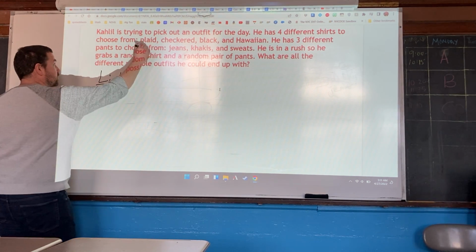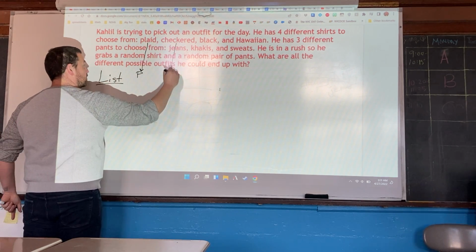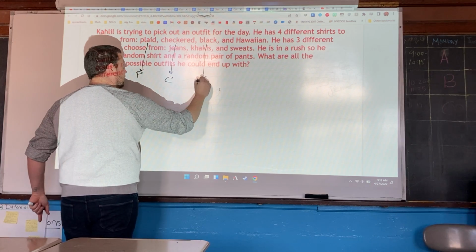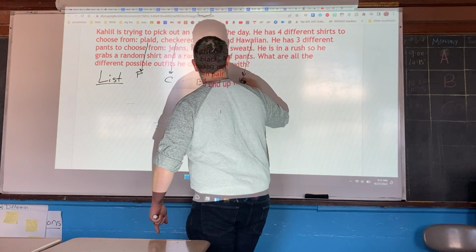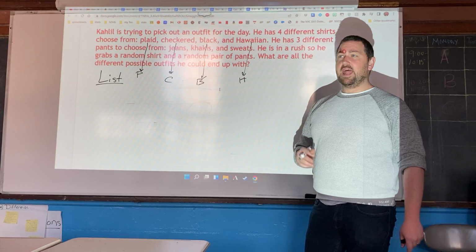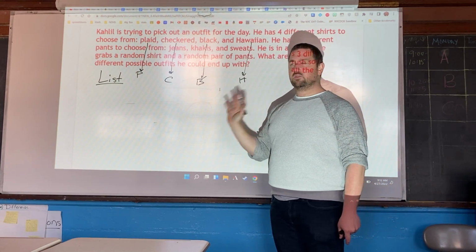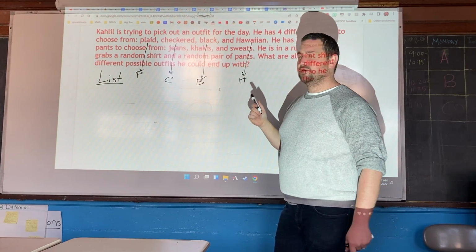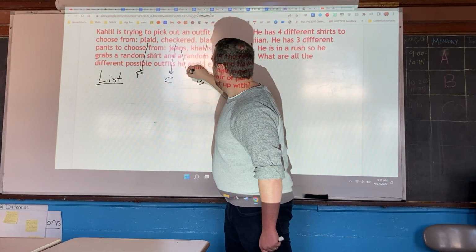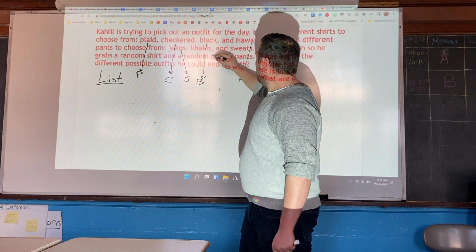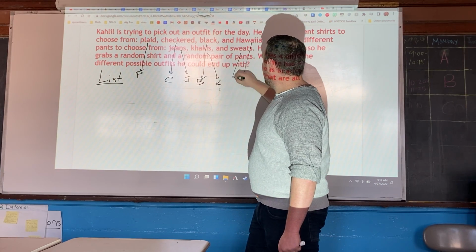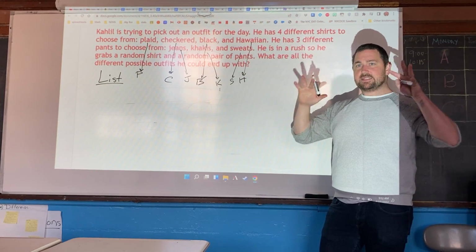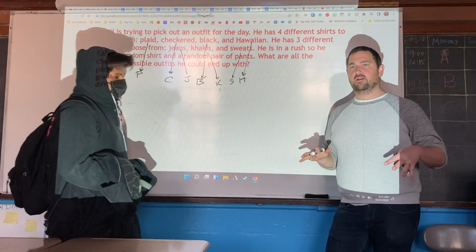So we're going to make a plaid shirt be the letter P, a checkered shirt be the letter C, a black shirt be the letter B, and a Hawaiian shirt be the letter H. And now we've saved a ton of time having to write all those full words. What do you think for jeans, khakis, and sweats? J, K, and S. So what we're doing now is we're saying, okay, we're going to symbolize these different possible outcomes with individual letters, and then we can list the outcomes in that way.